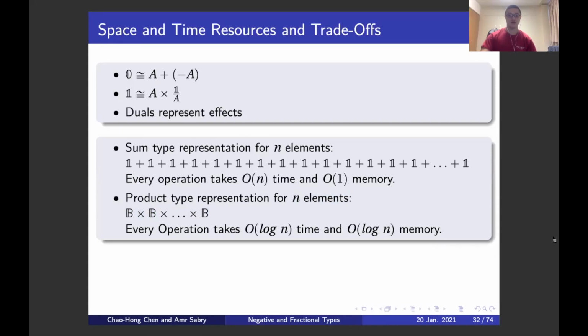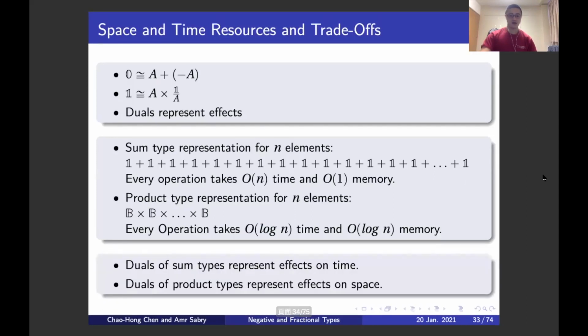In general, every operation working on this sum type representation takes linear time, but we only need constant memory, which means that we only need one slot. But for this product type, we need log n memory because there are log n values, and usually our operation takes log n time. So this suggests that the duals of sum types should represent some kind of effect on time, and the duals of product types represent some kind of effect on space.